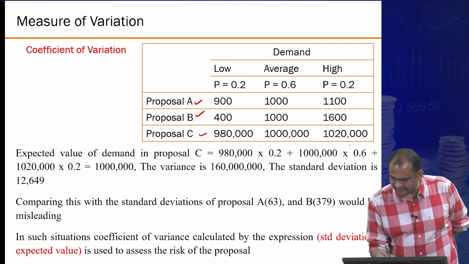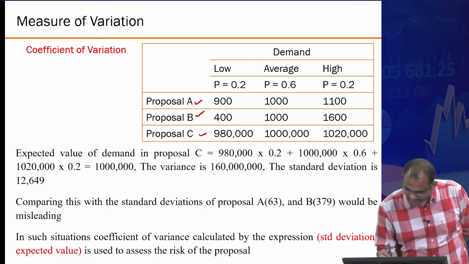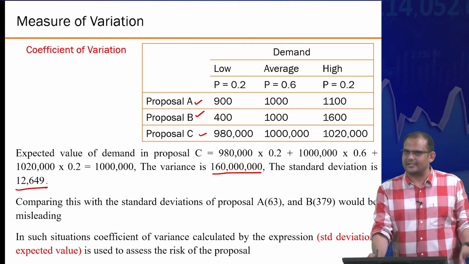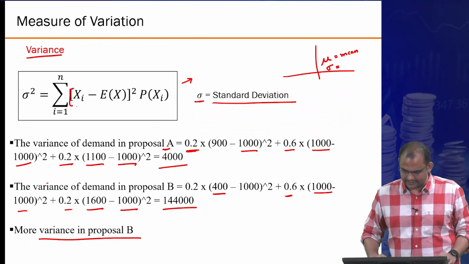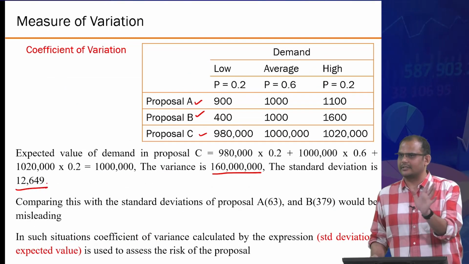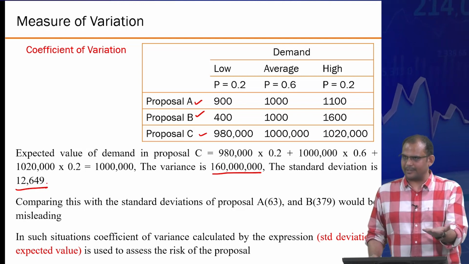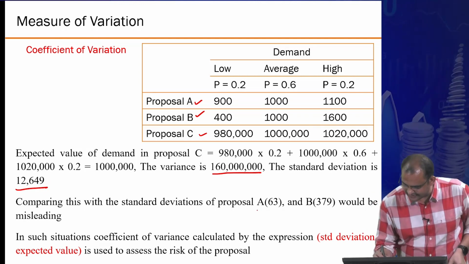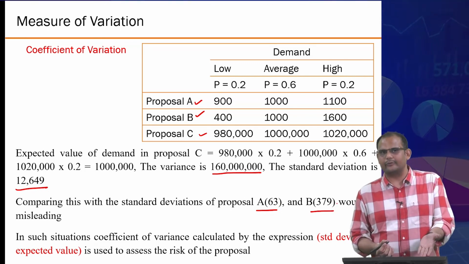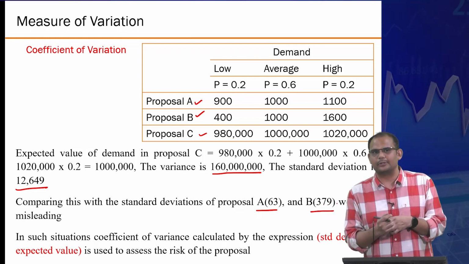In proposal C, the values are almost multiplied by 1000 times, right? So in this case, the variance is coming out to be this huge value, and the standard deviation is coming out to be a pretty large number, compared to the values that we have calculated here, 4000 and 144,000. This is the variance. This variance is 3-4 orders higher, right? So how do you compare such proposals? That becomes the question. Comparing with standard deviation, which is just 63 and 379, would be misleading, because immediately you would see this particular project C has a huge variation, and therefore you might not be inclined to accept that.